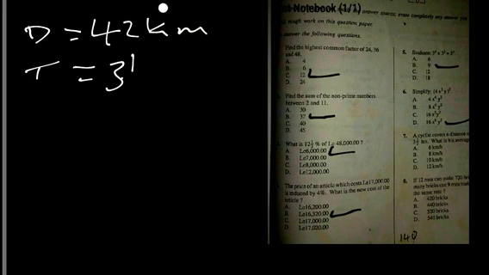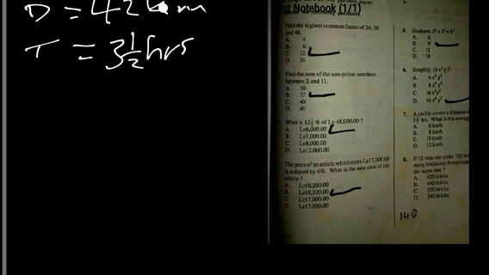Question number 7. A cyclist covers a distance of 42 kilometers in 3.5 hours. What is the average speed? So the distance covered, D, is equal to 42 kilometers, and the time, T, is 3.5 hours. You can quickly spy the answers by looking at the SI unit, because as you look now, all the answers are in kilometer per hour. So definitely you need to know that the speed is equal to distance over time.